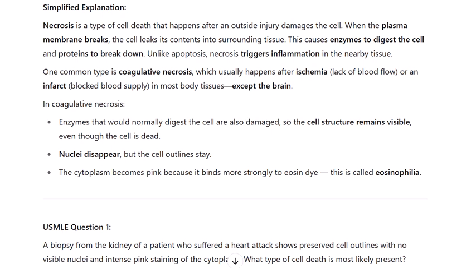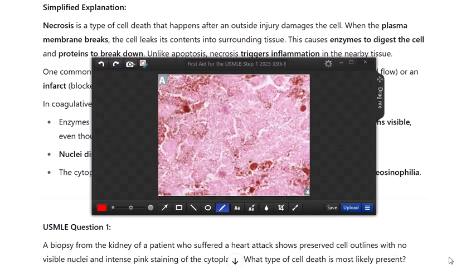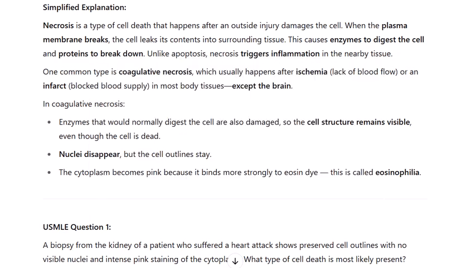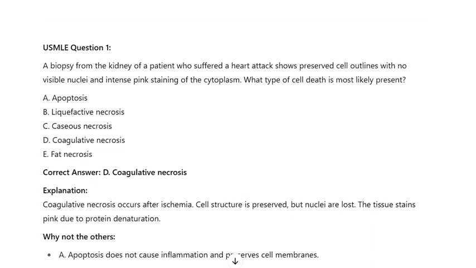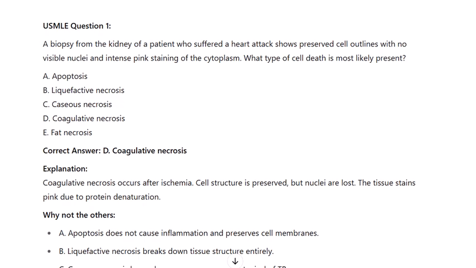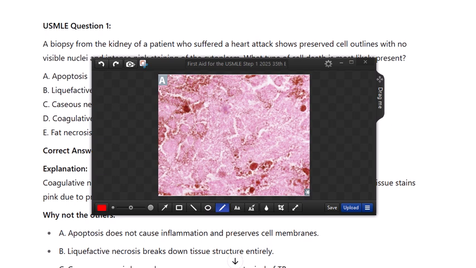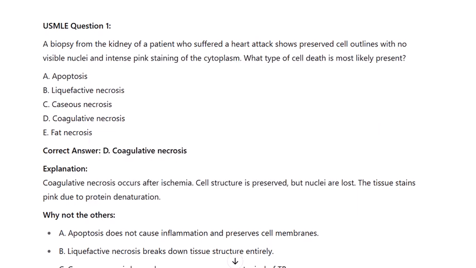The cytoplasm becomes pink because it binds more strongly to eosin dye. This is called eosinophilia. USMLE Question 1. A biopsy from the kidney of a patient who suffered a heart attack shows preserved cell outlines with no visible nuclei and intense pink staining of the cytoplasm. What type of cell death is most likely present?